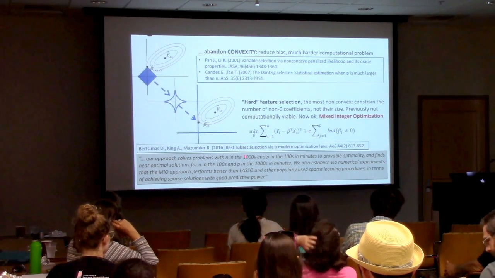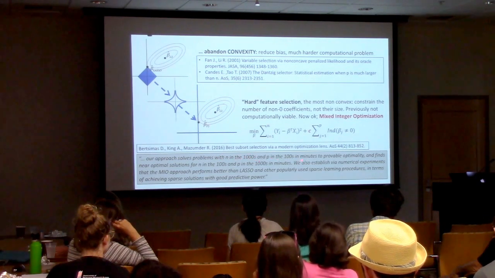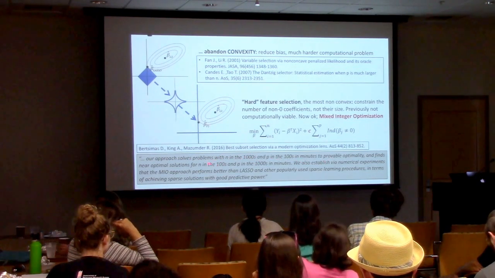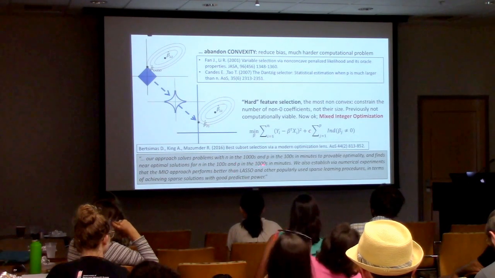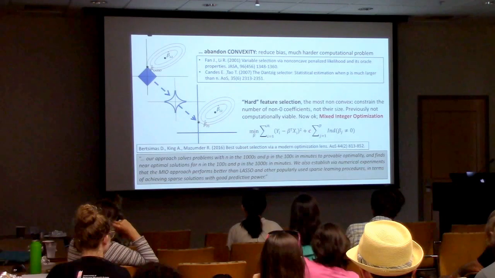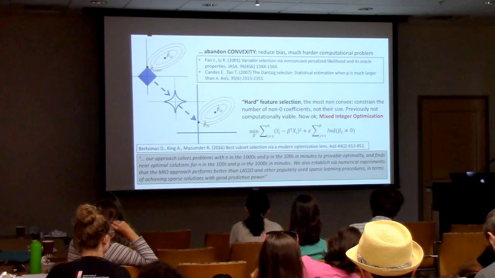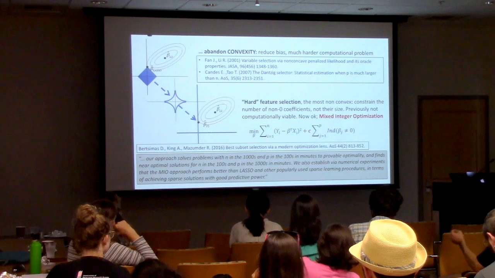They claim that they can handle this with n in the thousands and p in the hundreds in minutes, or n in the hundreds and p in the thousands in minutes. In the first case, you have provable optimality. In the second case, you have some kind of near-optimality guarantees. They also claim that they do much better than the lasso, okay?